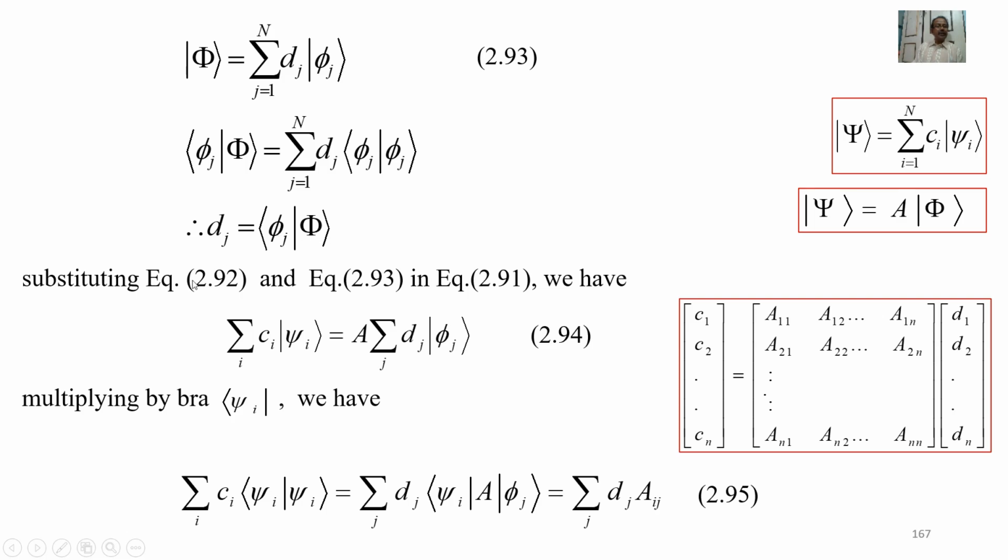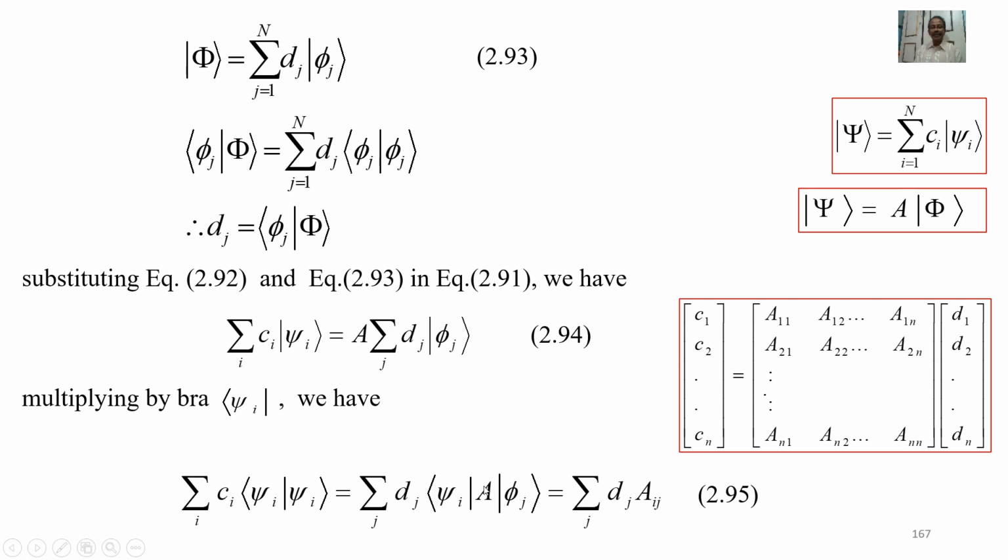Now substitute equation 2.92 and 2.93 into equation 2.91. Instead of psi, you substitute the sum of Ci psi i, which equals A operating on phi, where instead of phi you substitute the sum of dj phi j. Multiplying on both sides by bra psi i, Ci equals the sum of dj times bra psi i A ket phi j, since we know that bra psi i ket psi i equals 1. This can be represented in terms of matrix elements.